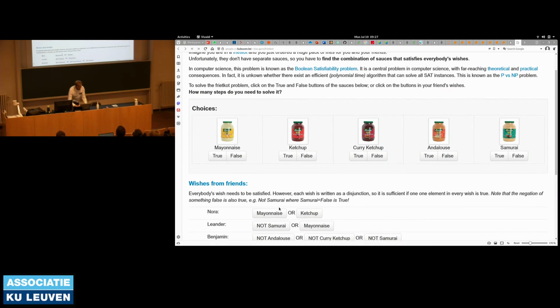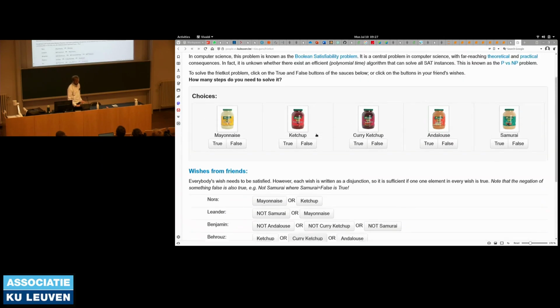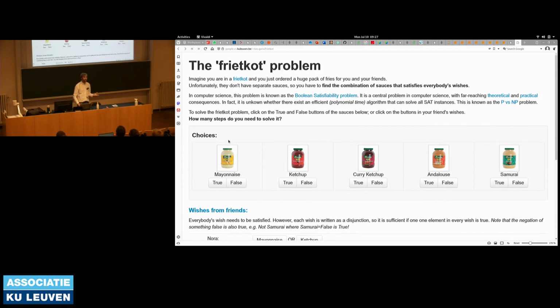Okay. So I collected from a bunch of friends their sauce preferences. Nora, my wife, says, well, I want either mayonnaise or ketchup. And then Leander, a colleague, said, well, I don't want samurai or maybe mayonnaise. And so if there's samurai, there should be mayonnaise. That's what this actually means, right? And so everybody shares their wish. And then the question is, what combination should we now try?